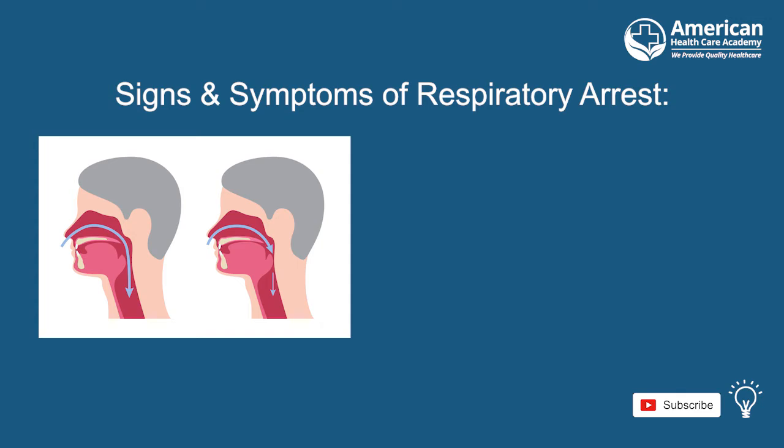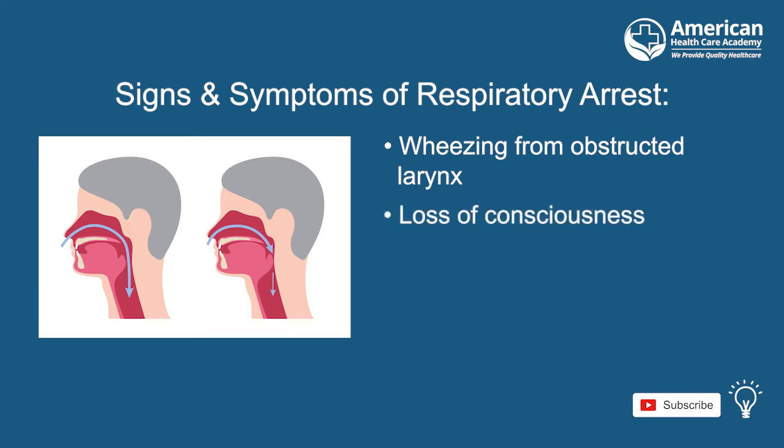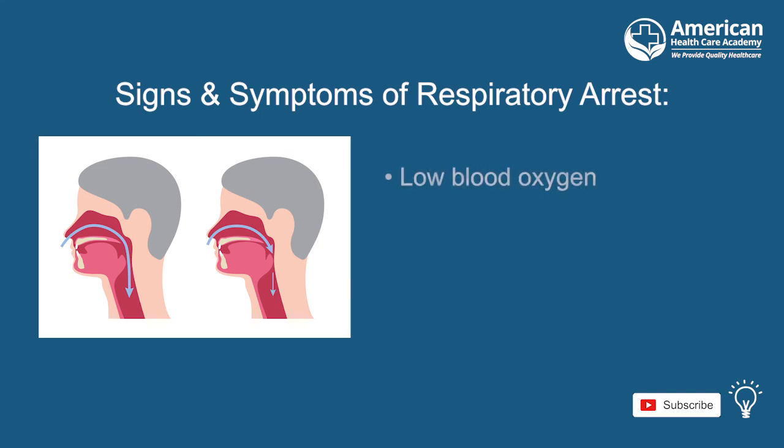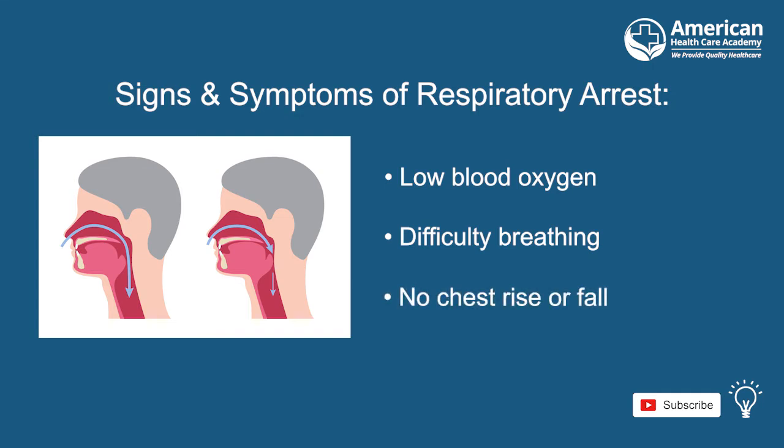Some signs and symptoms of respiratory arrest include difficulty when breathing, such as stridor, or when something obstructs your windpipe or larynx, wheezing, or other breathing problems, as well as loss of consciousness, cyanosis, or blue coloration of skin, no passage of air from the nose or mouth, low levels of oxygen in your blood, complaints of difficulty in breathing, and no chest rise and fall.